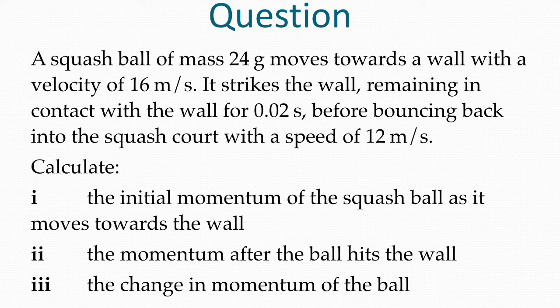First of all, find the momentum of the squash ball as it moves towards the wall. Secondly, find the momentum of the ball after it's hit the wall. Remember, it will be travelling in the opposite direction, so its momentum should have a minus sign. And finally, find the change in momentum of the ball. Pause the video here while you find the answer to those three questions.